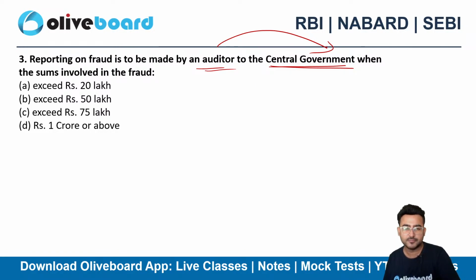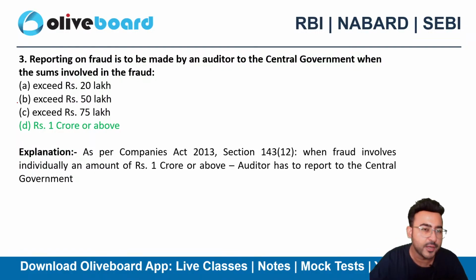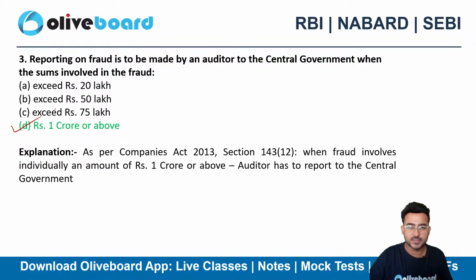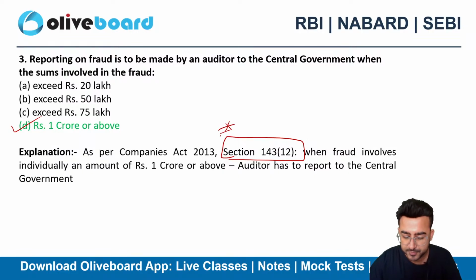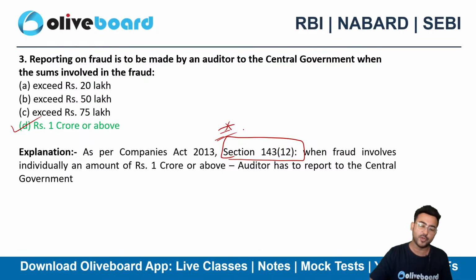The correct choice here is option D, 1 crore or above. Okay, 1 crore or above is the amount. The section is 143 subsection 12. You need to remember this section as well for your examination purpose.